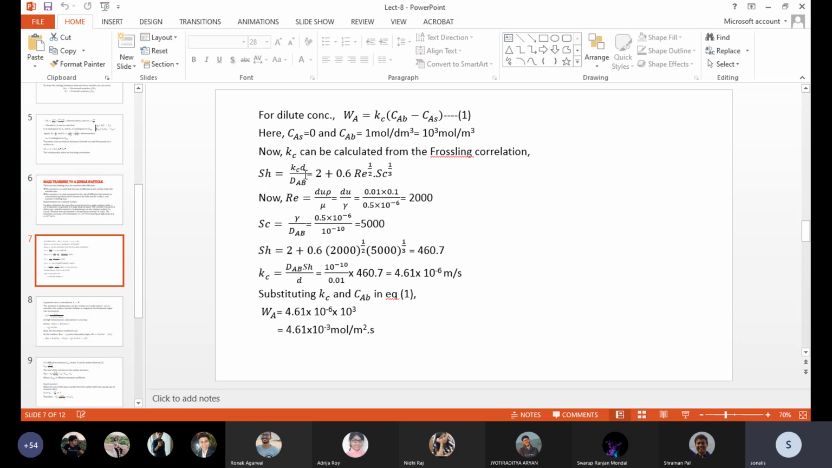And what is Sherwood number? This is Kc d by DAB. Now here we do not know Kc; we have to find out Kc. d we know, DAB we know. So Kc is equal to DAB times Sherwood by d. It is coming as 4.61 times 10 to the minus 6 meter per second. Now put it here. WA is equal to Kc CAB. We get WA as 4.61 times 10 to the minus 3 mole per meter square second.